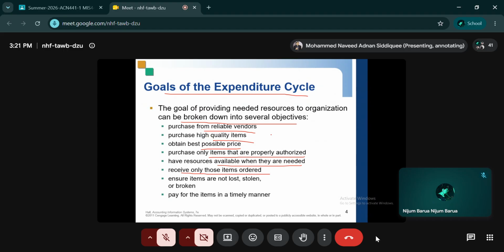Ensure items are not lost, stolen, or broken, and pay for them in a timely manner. It's very important to pay in a timely manner. For example, there's a liability. When you pay, the journal entry will be accounts payable debit, cash credit. And it's really important to pay in a timely manner. Can anyone say why? Why is it so important to pay in a timely manner? Because otherwise, you might lose revenue, and you might lose what? If you do not pay in a timely manner, you might lose vendors and your revenues, right?